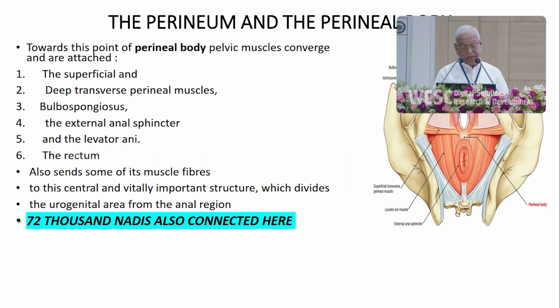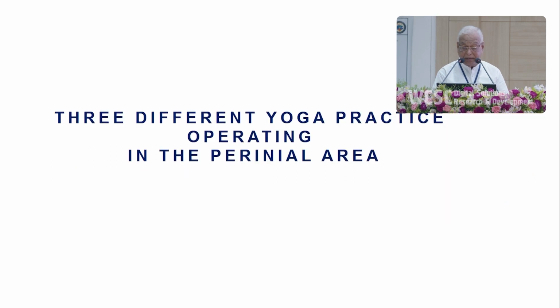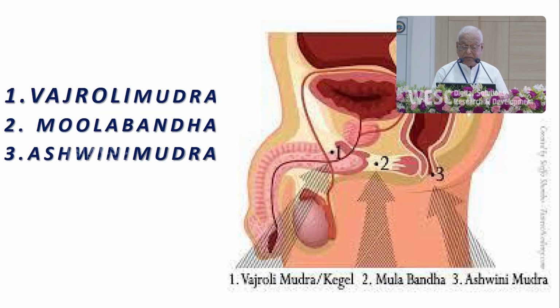So let us see, in this Kundi we have three openings: the urethral opening, the vaginal opening, and the anal opening. Here there are three yogic practices. Vajroli Mudra is at the urethral opening. In the middle, where the vaginal opening is, that is connected with the genetic center, which corresponds to the prostate in the male and the cervix in the female, and this corresponds to Mulabandha. Aswini Mudra is connected with the anal region.